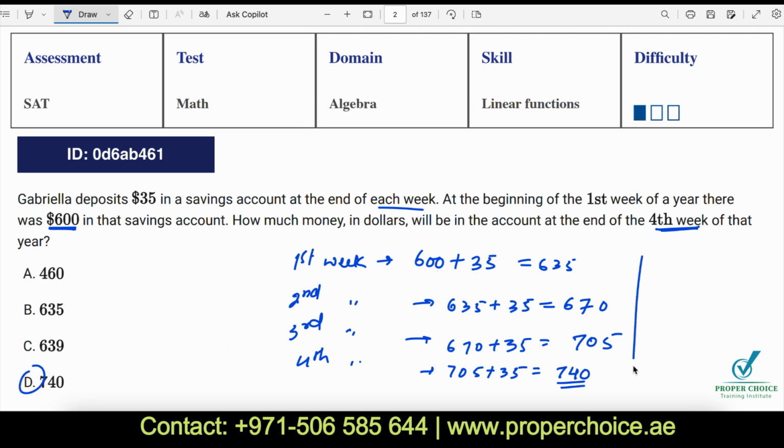Or you can also do it like this: the initial amount was 600, plus each week she is depositing $35 and she is doing it for 4 weeks. So 35 multiplied by 4, it's the same as doing it individually. Again, this also gives you the same amount of $740. So that makes sense with option D.